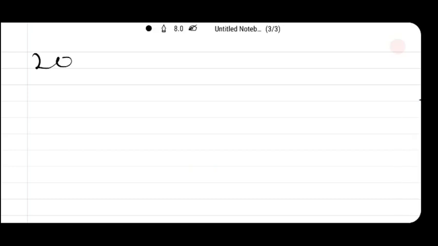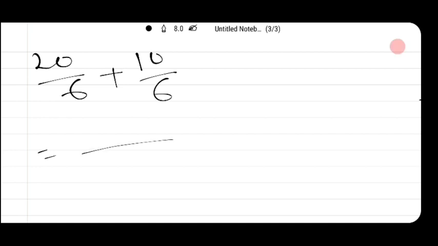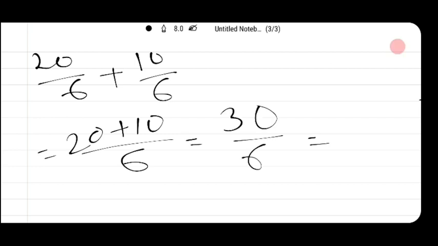Let us take another example. Suppose 20 upon 6 plus 10 upon 6. So here we have to find out the LCM of both the denominators. Here is a tip. If both the numbers are same, then the LCM is also the number itself. So now we can simply add both the numerators. So 20 plus 10 upon 6, that means 30 upon 6. 6 पाँच जा 30, तो ये कट जाएगा. So your answer is 5.